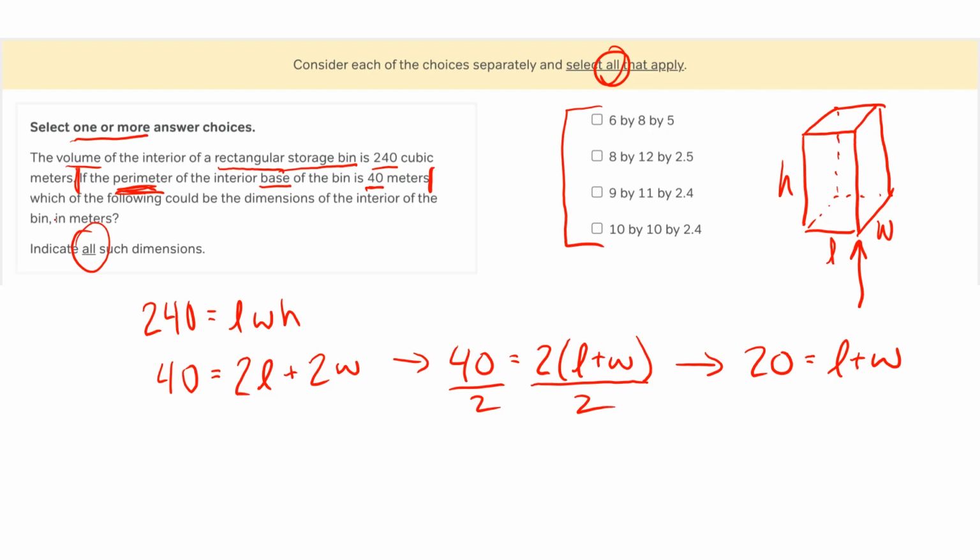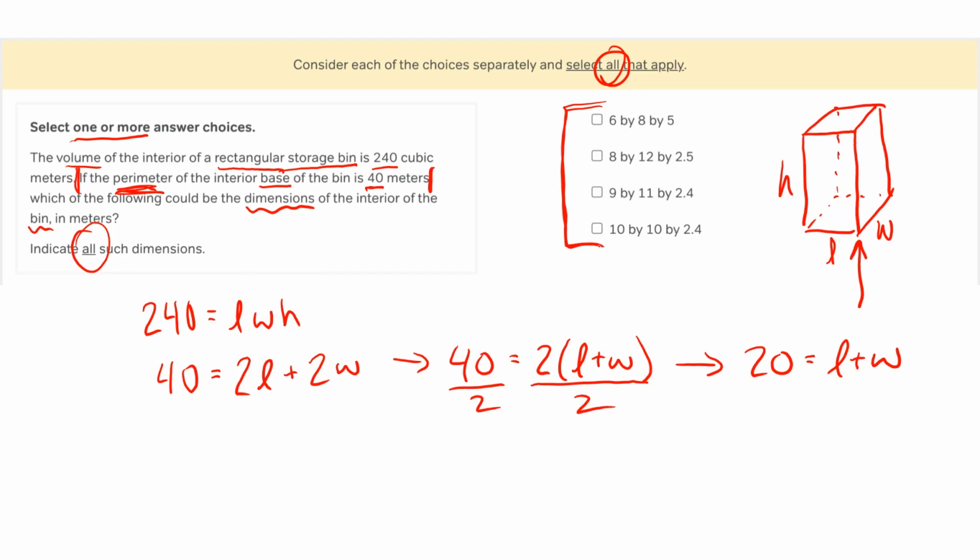So moving on, which of the following could be the dimensions of the interior of the bin in meters? So we are looking for the dimensions of that entire rectangular prism, so that length, that width, and that height, and we can see that reflected in the answer choices. Now, I want to note here that they don't tell us that the first one is length, the second one is width, the third one is height. They could be in any order, but those 3, in some order, are the length, the width, and the height. Okay, making a note of that, let's go ahead and start solving.